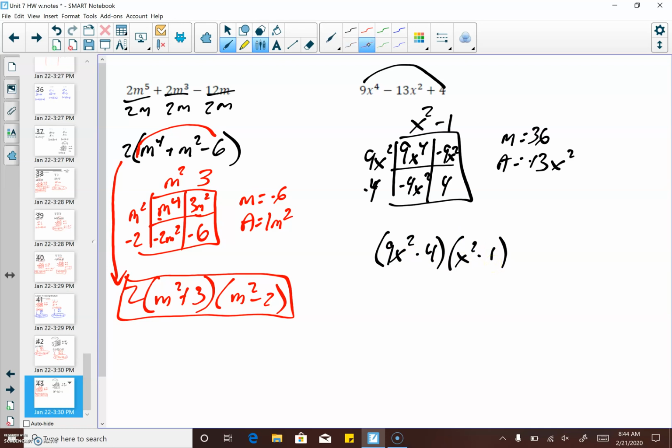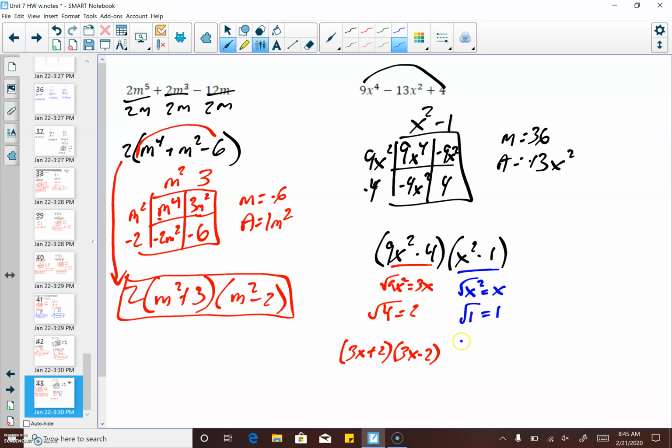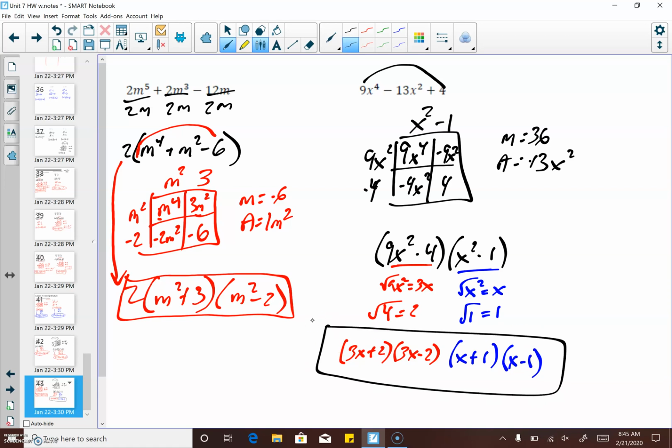Now both of these actually end up factoring further. So 9x squared is perfect. You get 3x. 4 is perfect. You get 2. So you get 3x plus 2, 3x minus 2. And then x squared minus 1, x squared is perfect. You get x. 1 is perfect. You get 1. So you end up with x plus 1 and x minus 1. So what you end up with is all 4 of those parentheses turn out to be your final answer. So again, factoring completely, usually more than once, and you want to make sure you factor until you are not able to factor anymore.